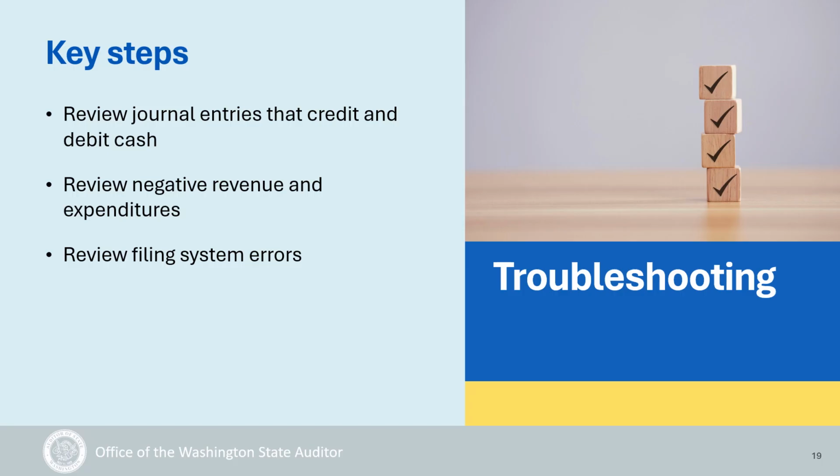Another tip for troubleshooting is to utilize the required or warning errors that are identified in the filing system. Because the filing system reviews the Schedule 01, it can identify various potential errors, and some of those errors may be impacting the reconciliation. When completing the annual report, these errors are presented within the Revenues Expenditures module.